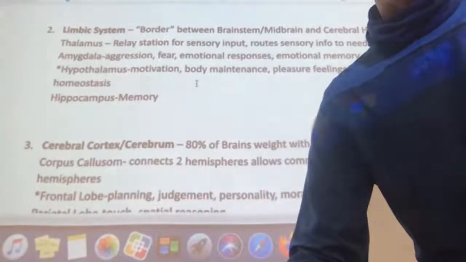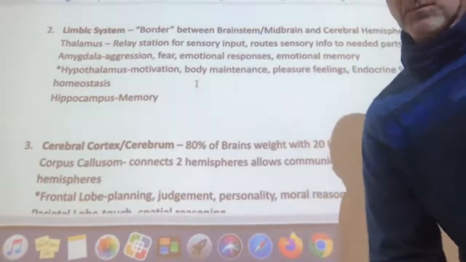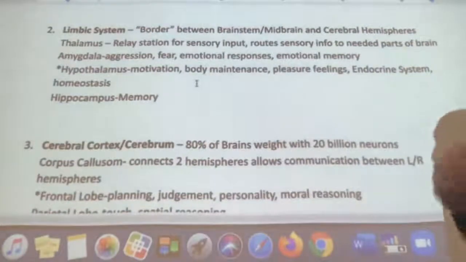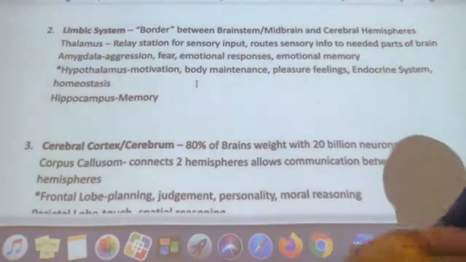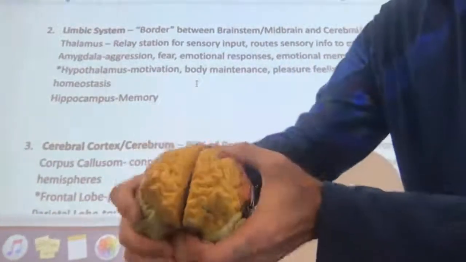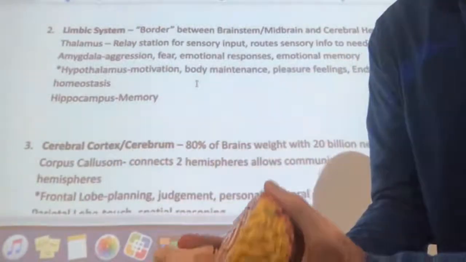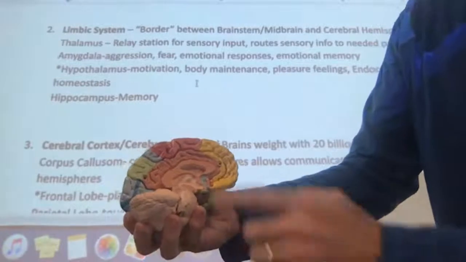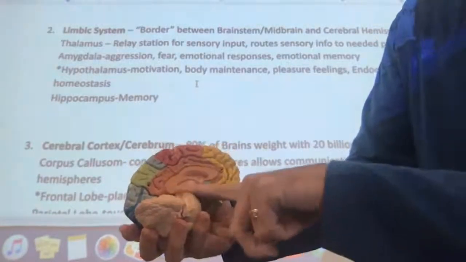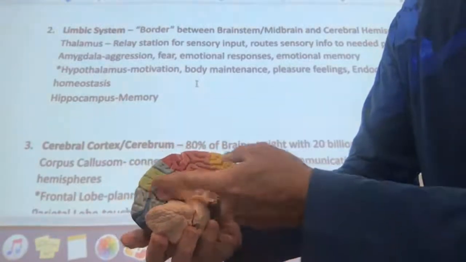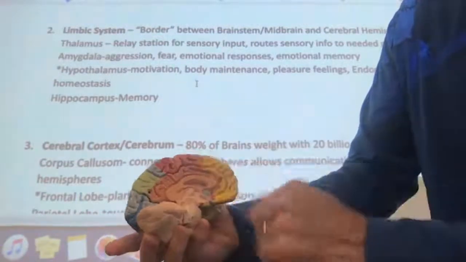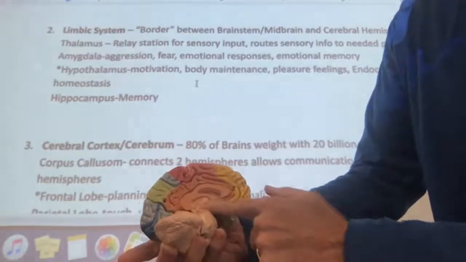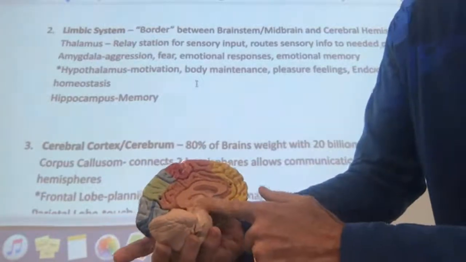All right, so the next area is the limbic system. Limbic literally means border. If I were to take my brain and pull it apart here, limbic means that it borders the brainstem and midbrain and the cerebral cortex, the cerebral hemispheres. The cortex actually is the layer on the outside. So this right here is my limbic system.